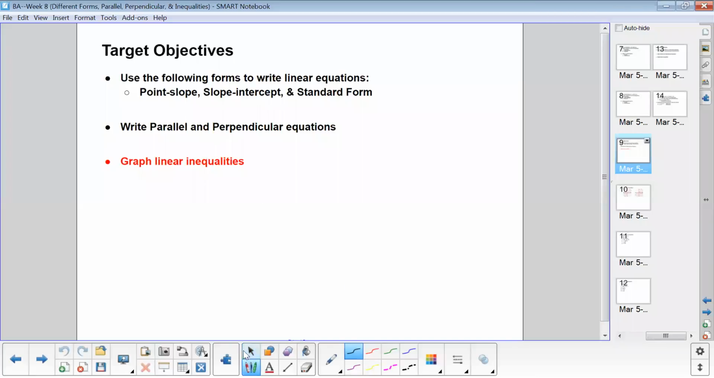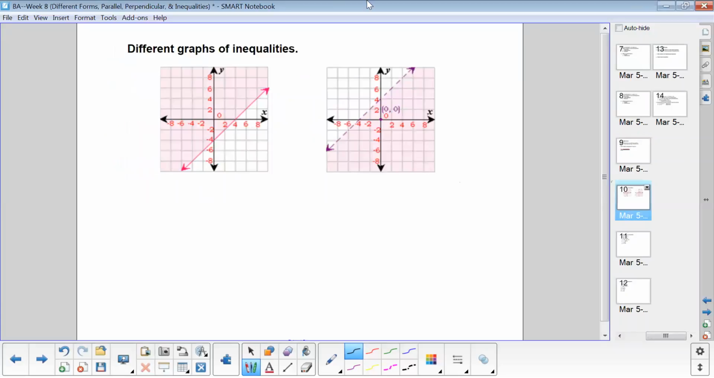This is a continuation video of graphing linear inequalities. What we're going to do is solve all of our inequalities that are given. We're going to solve them for y. And then we're going to make a sketch that looks similar to this and plot our values.